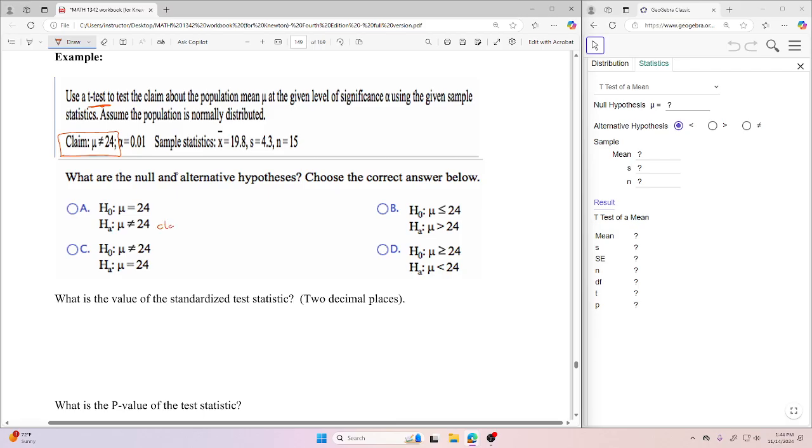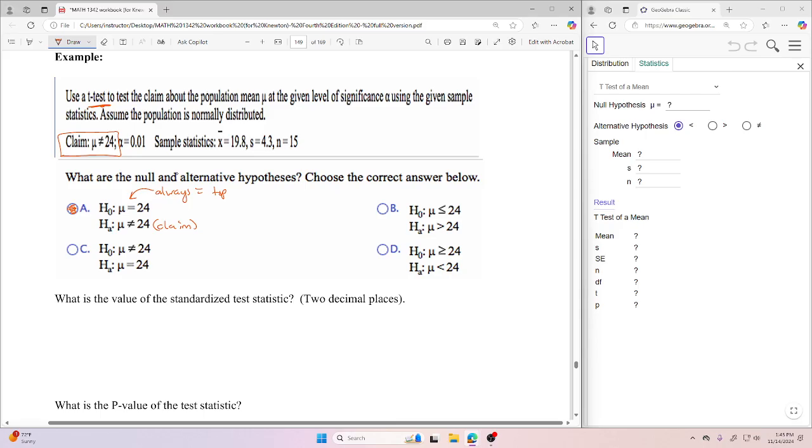A, because, very good, because the claim is always in the bottom, right? You can also say that the equals is always in the top, right? Always an equals in the top, for sure, 100% of the time. So we couldn't choose C because that's flipped. We need the equals in the top.